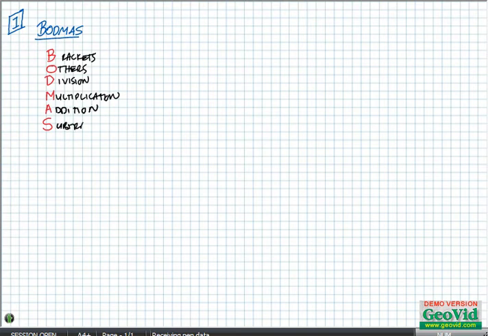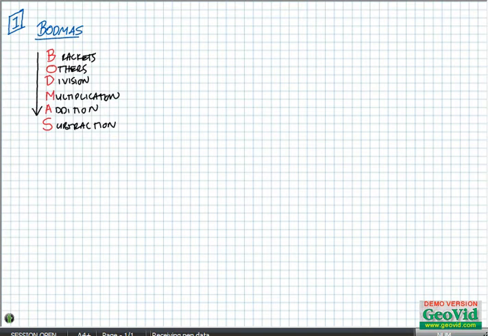Right, so Bodmas stands for brackets, others, division, multiplication, addition, and subtraction. Okay, and it tells us the order, the priority of operands in descending order, like that.